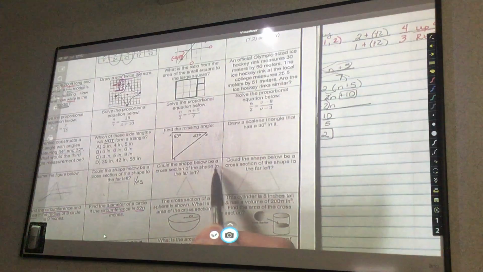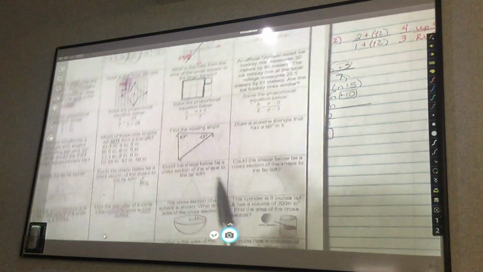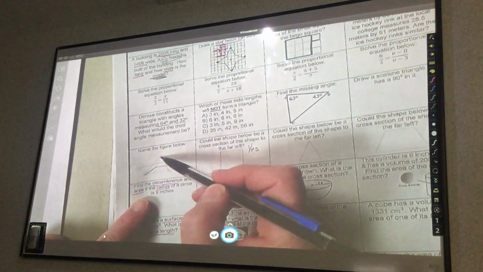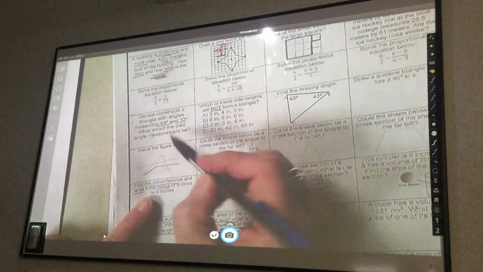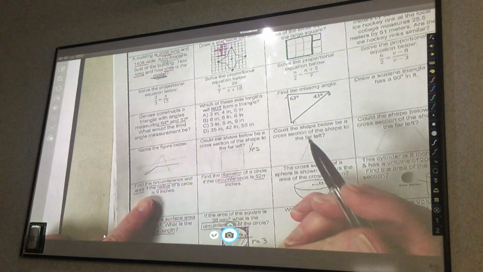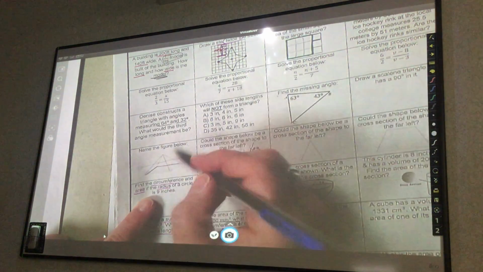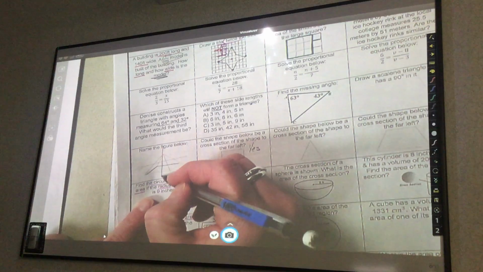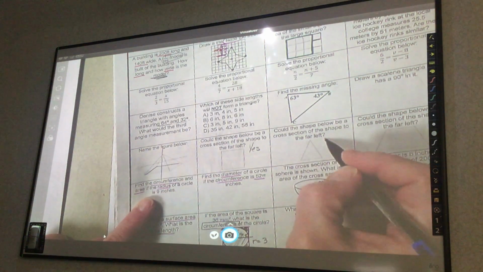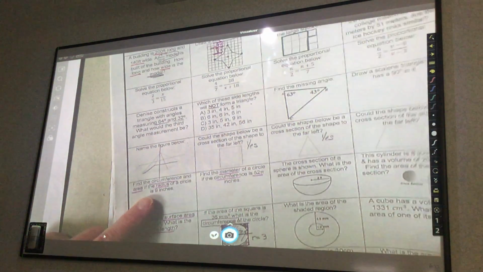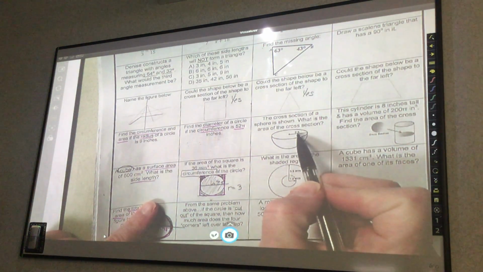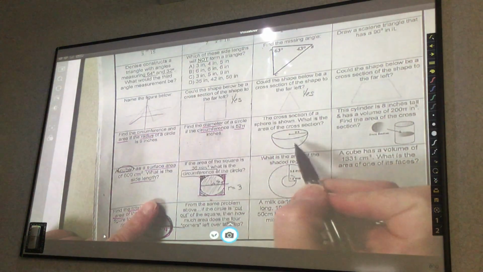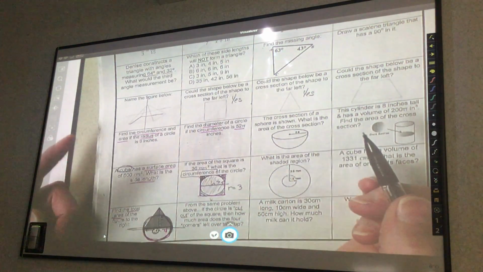5, could the shape below be a cross-section of the shape to the far left, all the way over here? Can we have a triangle? Yes, which way is my cross-section gonna be then? Up and down, which is called the vertical or the perpendicular cross-section, so this is a yes. It says the cross-section of the sphere is shown. What is the area of the cross-section? So basically, all I'm doing is trying to find the area of the, what?